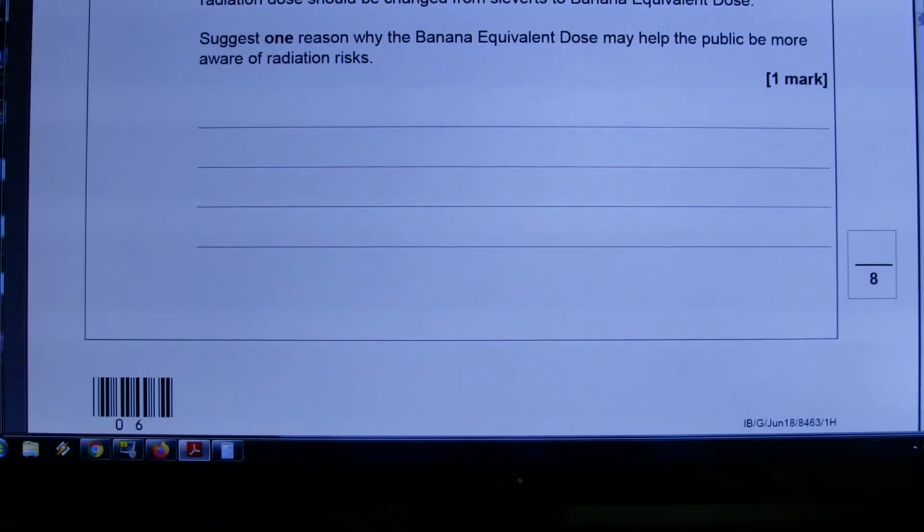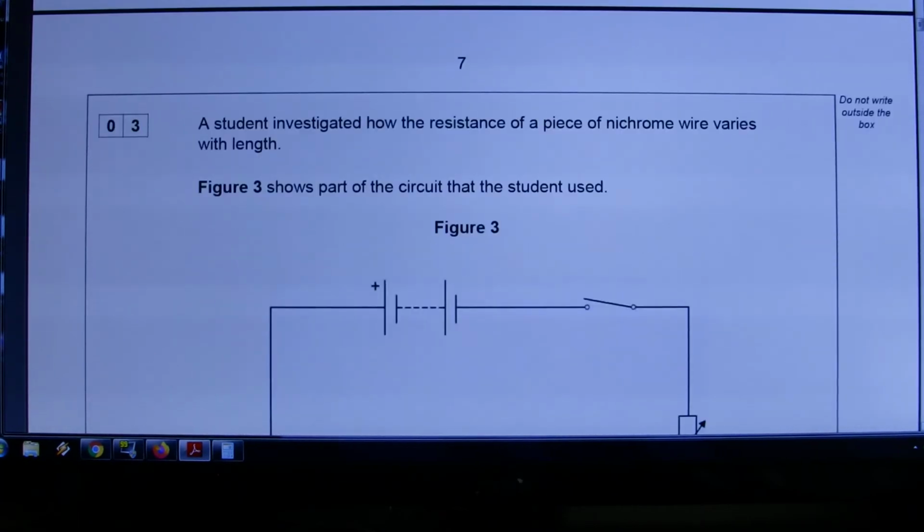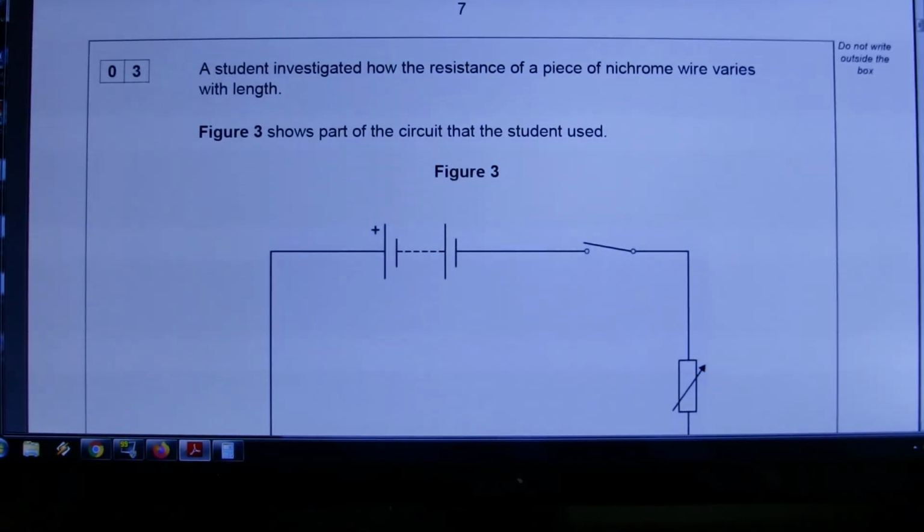Be more aware of radiation risks, because it makes people more aware of the risk from eating bananas. Or because a radiation risk could be explained as a phenomenal number of bananas and people think you can't possibly eat that many bananas. I don't know. We shall see. There is a marking guide.